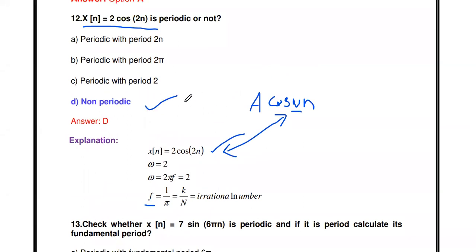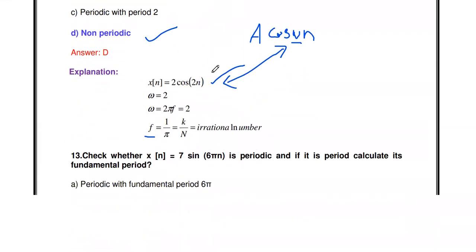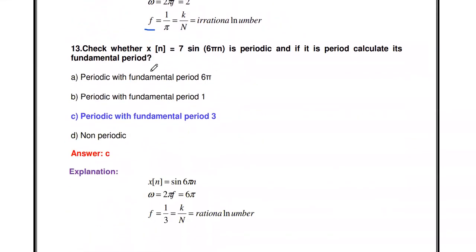Simply put, if the given sequence x of n is a sine or cosine signal and pi is available in the omega term, then it is periodic. Here no pi is available, so it is non-periodic. Okay, similarly you see the next problem.